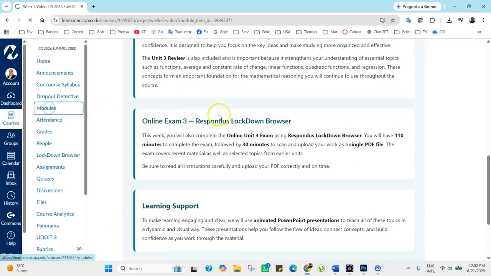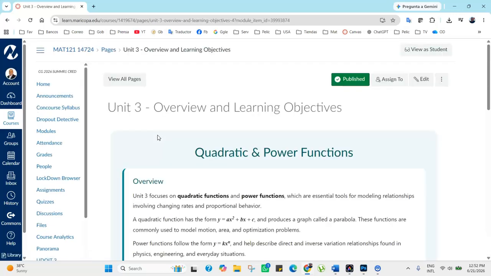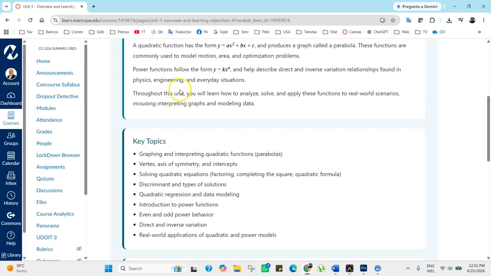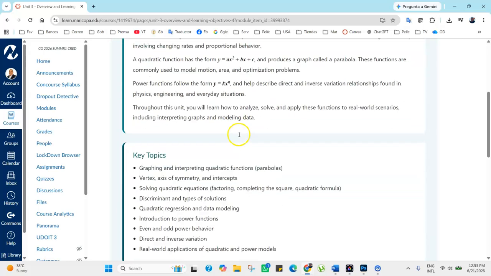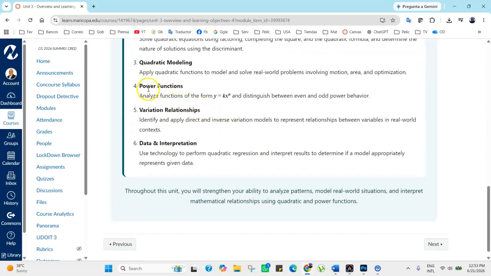Okay, so let me go back for one moment. And here we have the overview for unit 3, which is quadratic functions. Again, the overview for the quadratic function, what we're going to cover, and also for power functions. And in power functions, we're going to cover direct and indirect variation.